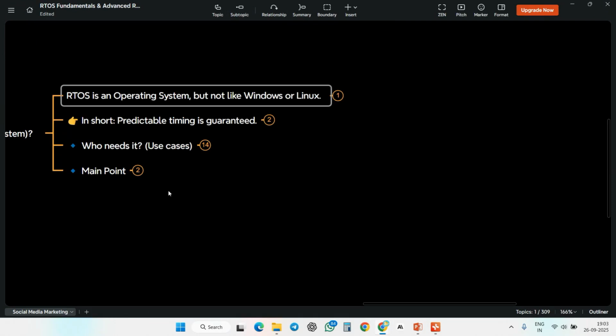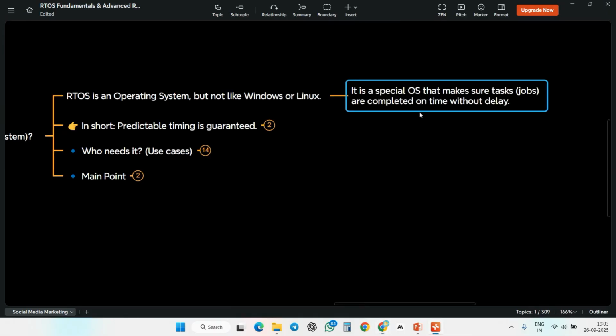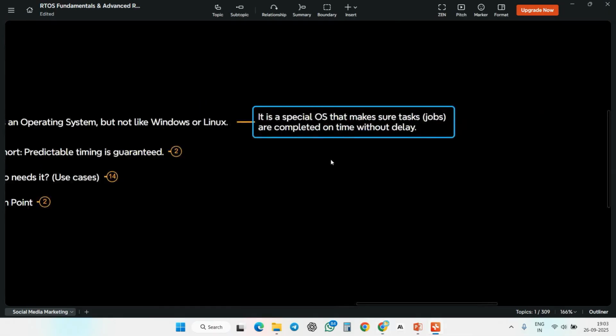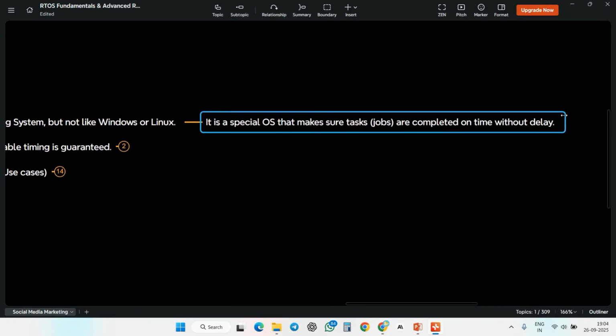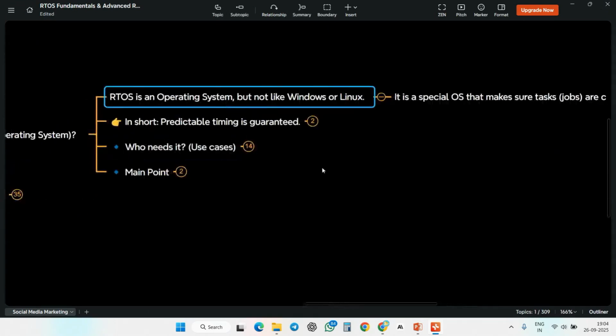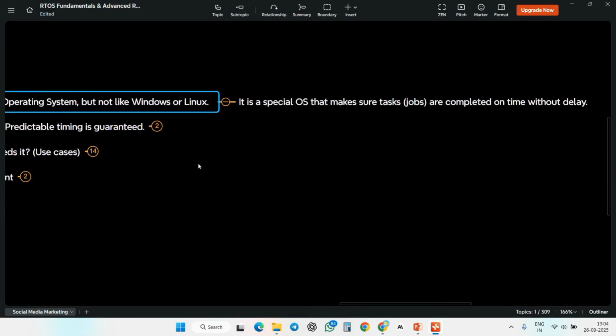But your real-time operating system is not like a normal operating system such as Windows and Linux. This real-time operating system is a special operating system. The main thing is that all the tasks are completed on time without any delay. I hope you got this one. In a normal operating system, if you give any task, it can rush to do those tasks, but there is no time prediction, there is no deadline in it.